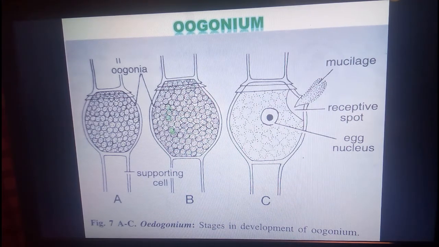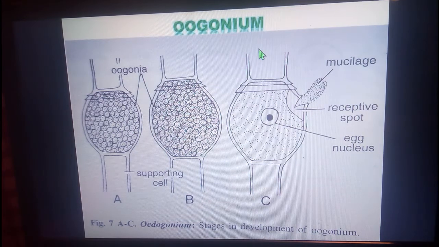We will study the development of the oogonium, that is the female reproductive structure. Now, the development of the oogonium in both the macrandrous as well as the nonandrous species is similar.